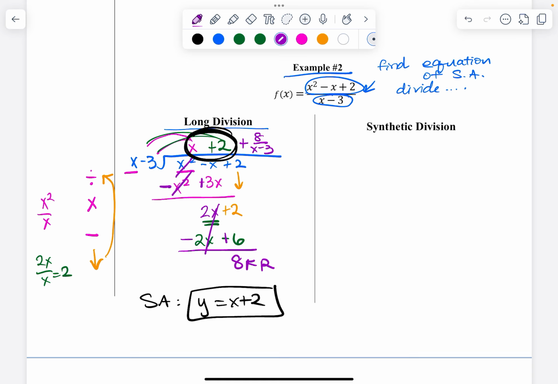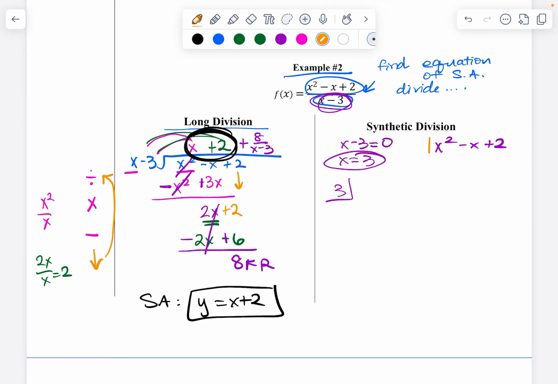Well, remember, synthetic division means I'm going to take the divisor, set it equal to 0, and I get x equals 3. This x equals 3 is what I'm going to use in my synthetic division, and then I only use the coefficients. So if it's x squared minus x plus 2, I know my coefficients are 1, negative 1, and 2. So I'm going to put that 1, negative 1, and 2 here. Leave a space, draw your line, bring down your first term, and we multiply the bottom number times the box, and it goes here at 3, and then you're going to add down.